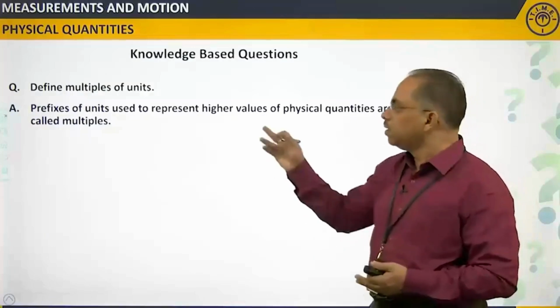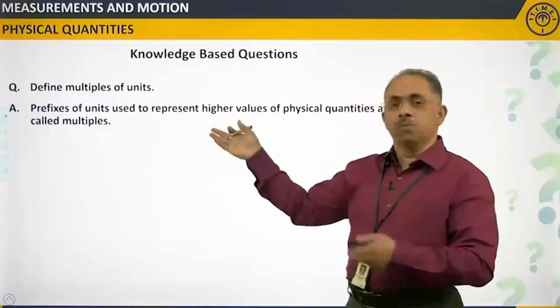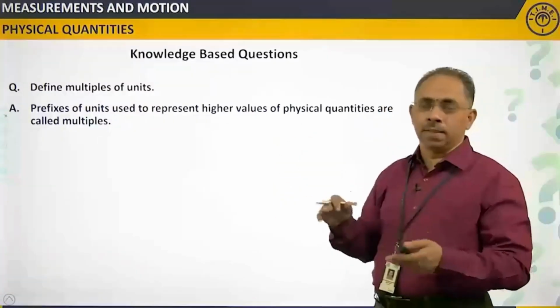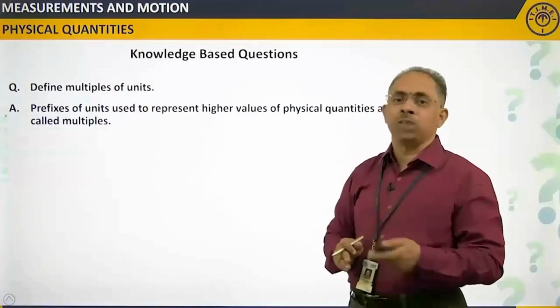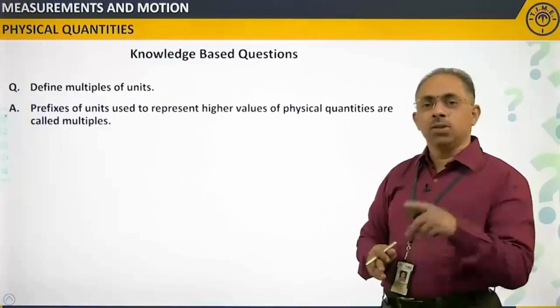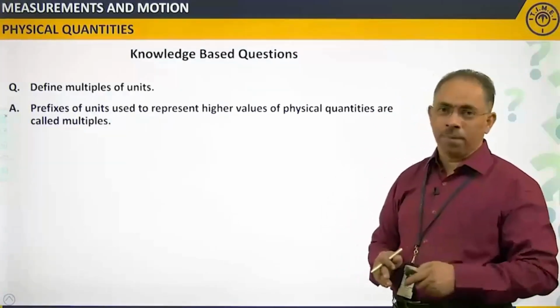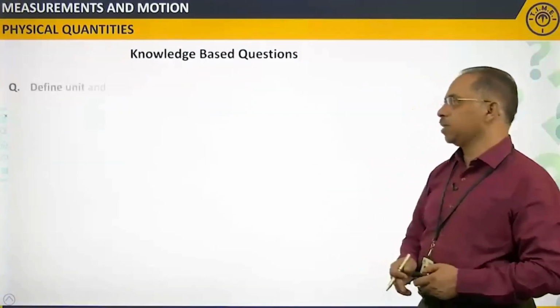If at all we have lesser numbers, that means negative powers, 10 power minus 1, minus 2, minus 3, those will be called submultiples. Let us move on to the next question.